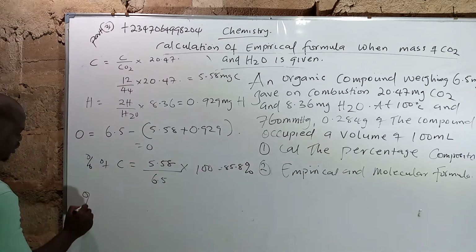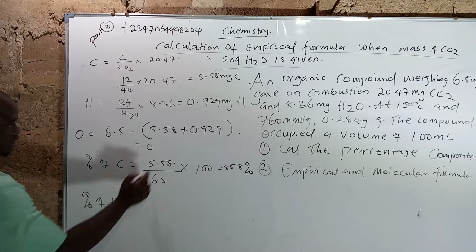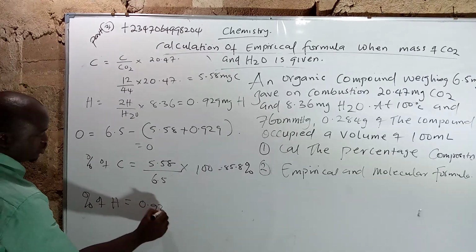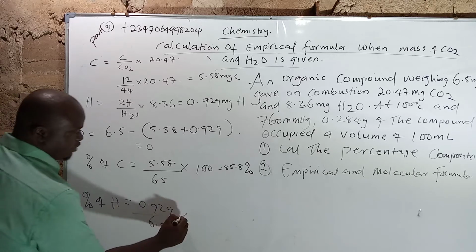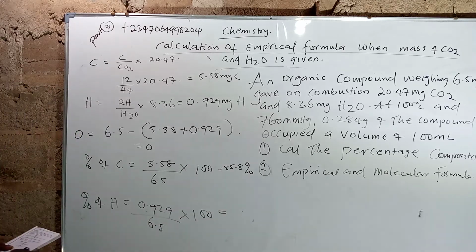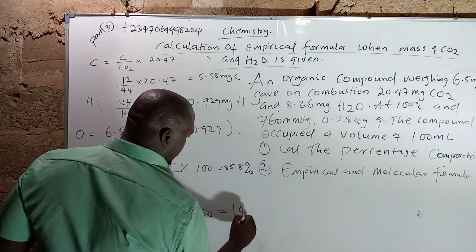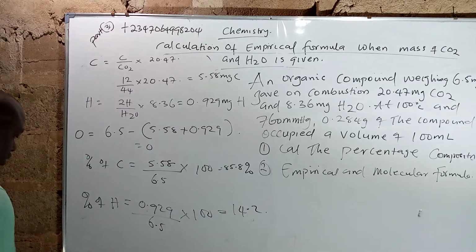85.8%. Now, the percentage composition of hydrogen is 0.929 all over 6.5 times 100. That will give you an answer of 14.2. So you have 14.2 here. Now, that is the answer to the solution of 1, right? Now, the second one is calculate the empirical formula and molecular formula. So the number 2, let me solve the empirical formula first. After I solve the empirical formula, I'm going to proceed to solve the molecular formula.